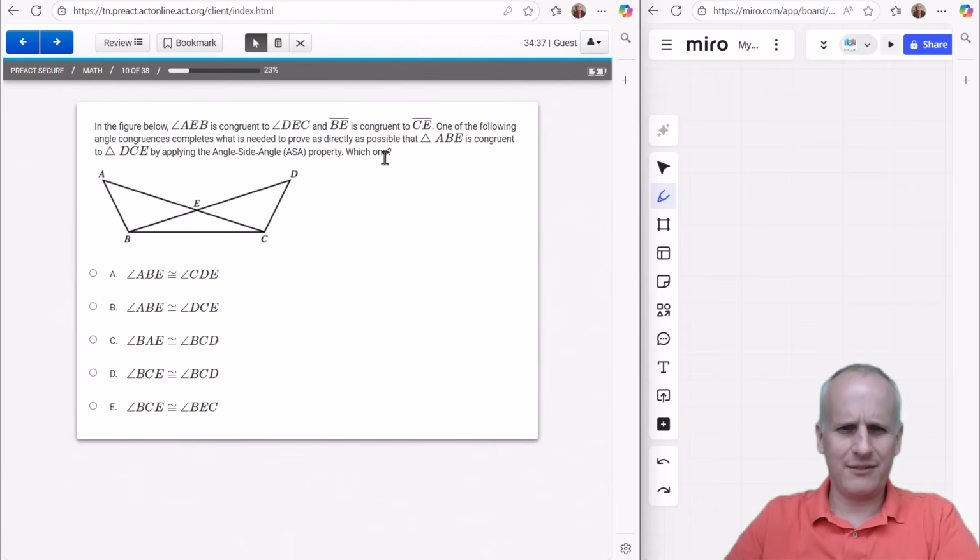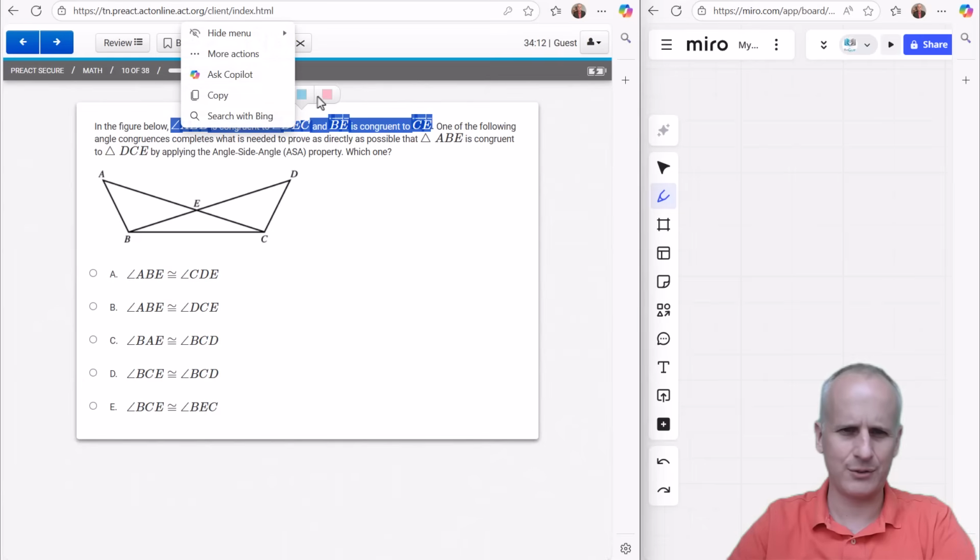Here we have a relatively lengthy problem, and I really do want to avoid having to redraw things like this because, again, it's just not efficient in the computer administered pre-ACT era. So we're being asked for something pretty convoluted, so I may have to start from the beginning in this one. In the figure below, AEB is congruent to DEC and BE is congruent to CE.